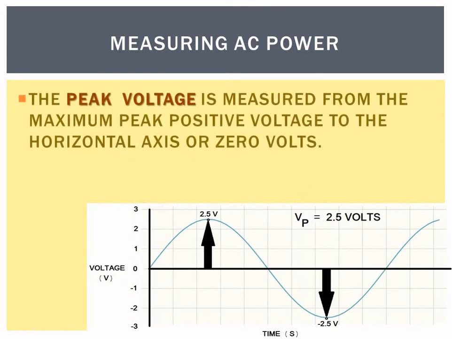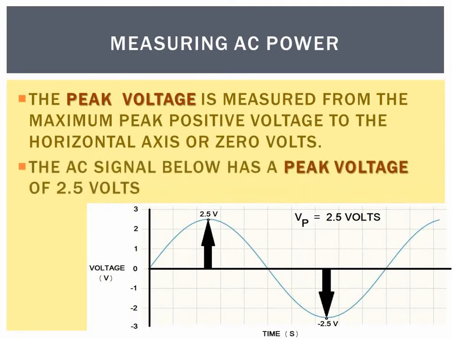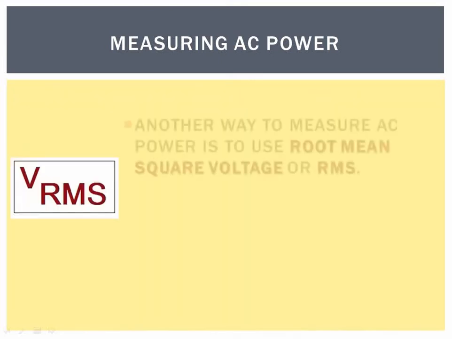The peak voltage is measured from the maximum peak positive voltage to the horizontal axis, or 0 volts. The AC signal below has a peak voltage of 2.5 volts. It's typically written as V subscript P or V subscript PK.